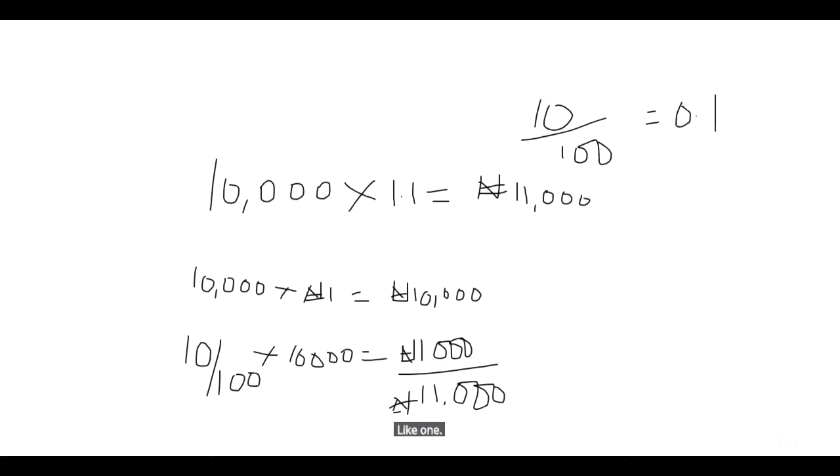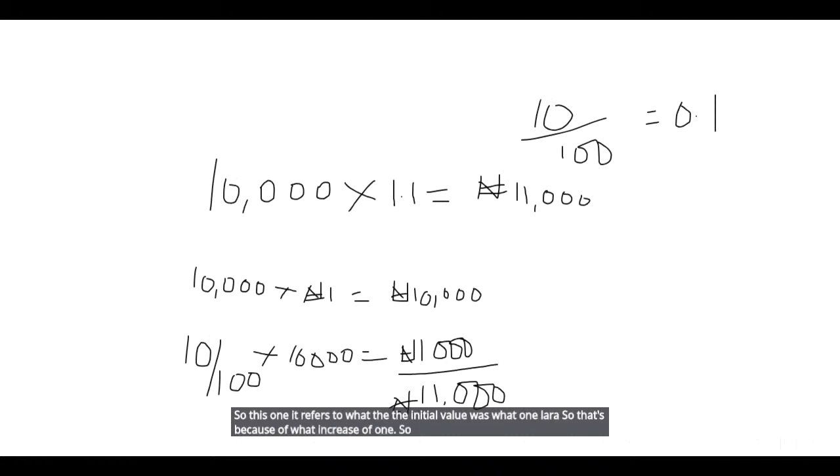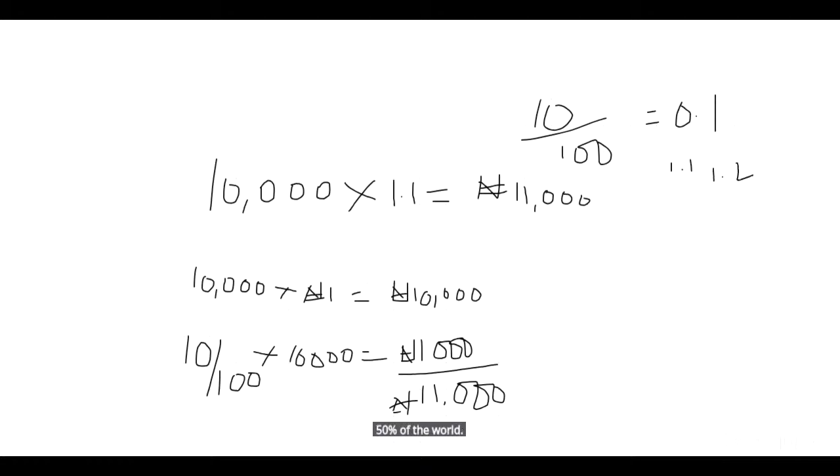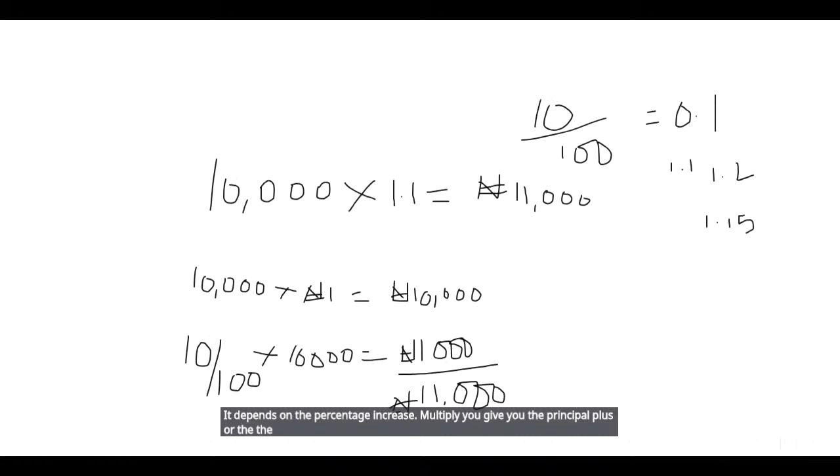So this one, it refers to what? The initial value was 1 naira. So there's an increase of 1. So I have 1.1. If we have 20%, it will be 1.2. It depends on the percentage increase. Multiply, and it gives you the principal, or the face value, and then the profit or the premium together. I hope it's clear.